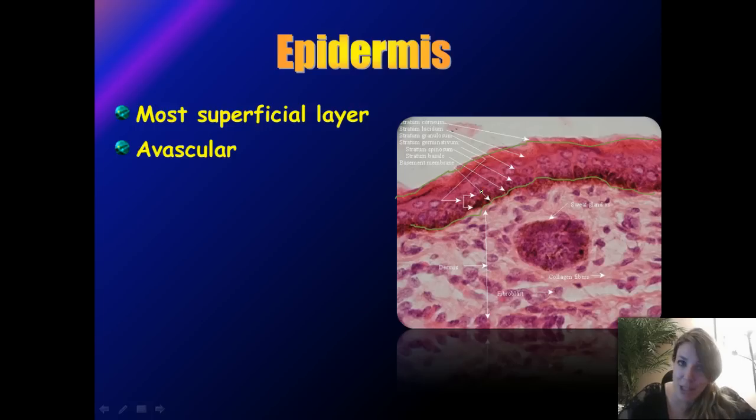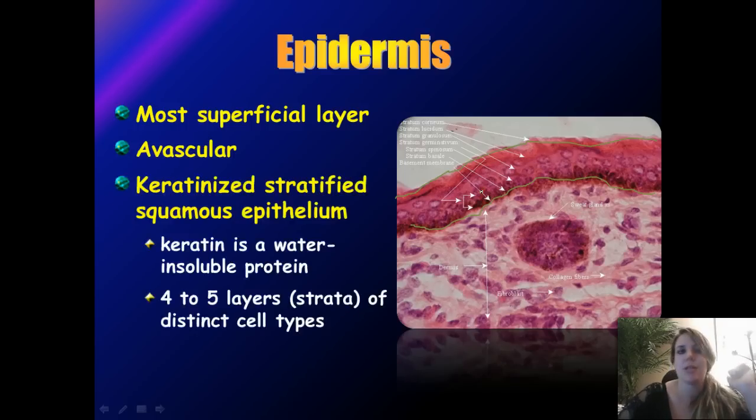We already said it's avascular. That means there's no blood vessels, no veins, no arteries, no tributaries of veins or arteries in there. It relies on the blood vessels in the dermis to get the nutrients. And it's keratinized stratified squamous epithelium. Keratinized. So the epidermis has cells called keratinocytes that produce the protein keratin. Sometimes that protein is also called cytokeratin. So depending on the book you're using, you might see one or the other.